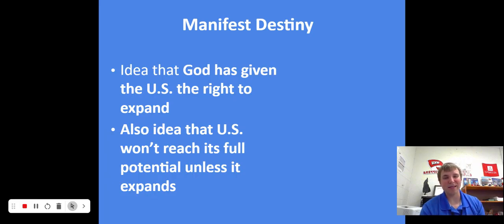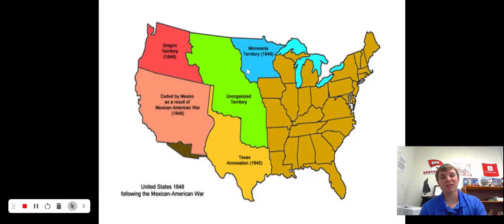But it's also the idea that another part that encompasses this idea is that the United States is not going to reach its full potential unless we expand. Okay? Which, first off, what does potential mean? Like our potential. What are we talking about? Potential means like what we could be, right? Our future. Okay, that's our potential. And manifest destiny was like, okay, God's given us the right to expand, to do this. And if we don't do this, we're not going to be as great a country as we could have been if we had.